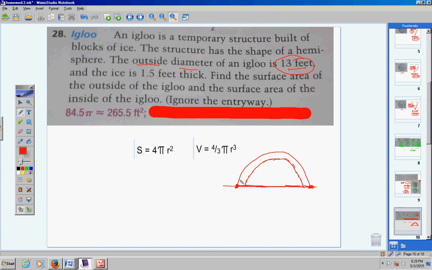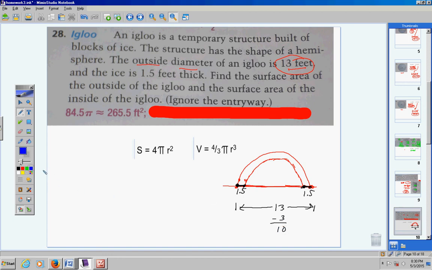So the little distance from here to here, that black line right there is 1.5, and the distance from here to here, that little black line is 1.5. So the total distance from here all the way to here is 13. But you gotta take away 1.5 and 1.5, which is 3 feet. 1.5 plus 1.5 is 3. So take away 3, 13 minus 3, you're left with 10.